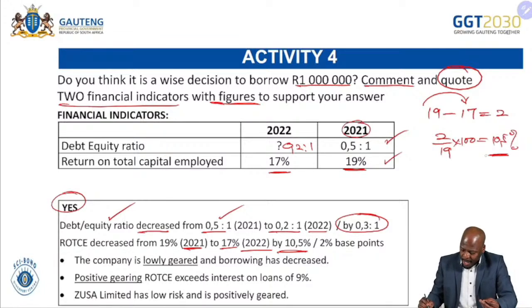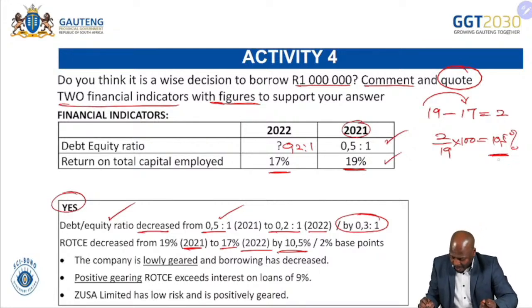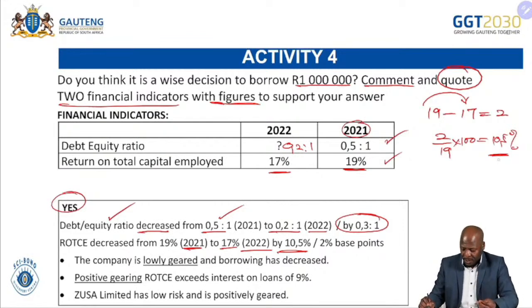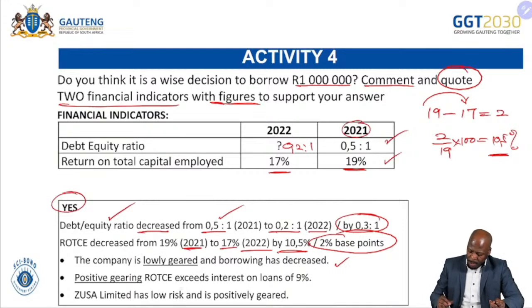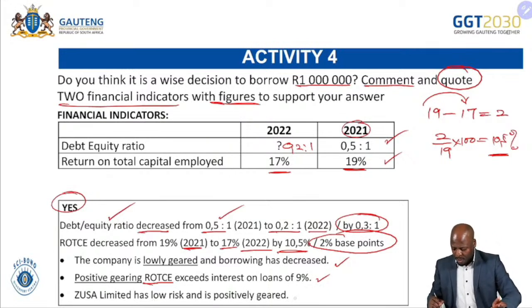Okay, so you can't say it has decreased by 2%. It has decreased by 10.5%. Please get that aspect correct. Okay, it has decreased by 10.5%. If you are going to use the 2%, you would then be saying it has decreased by 2 base points or 2 percentage base points. That is how you then explain it. Okay, the company is lowly geared and borrowing has decreased. And we also say there's positive gearing as our return on total capital employed exceeds the interest on loans of 9%. Okay, and then SUSA Limited has a low risk and there is positive gearing.